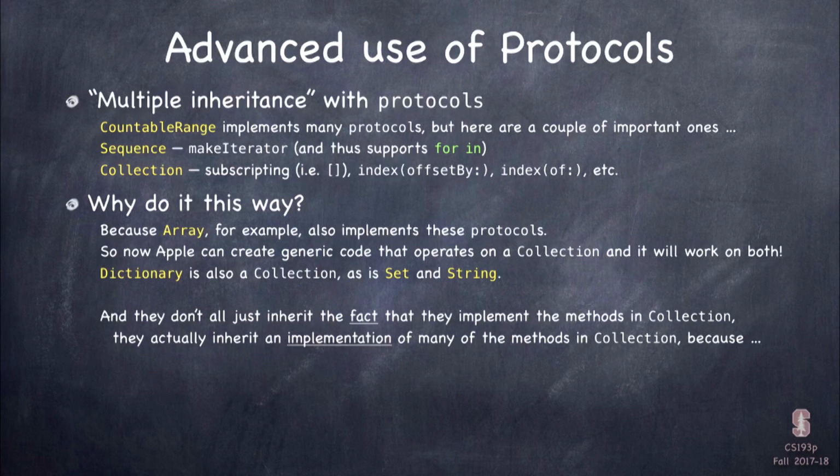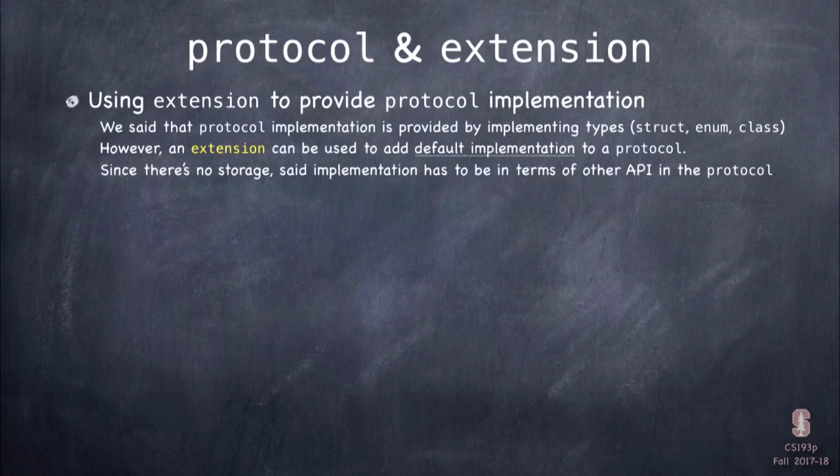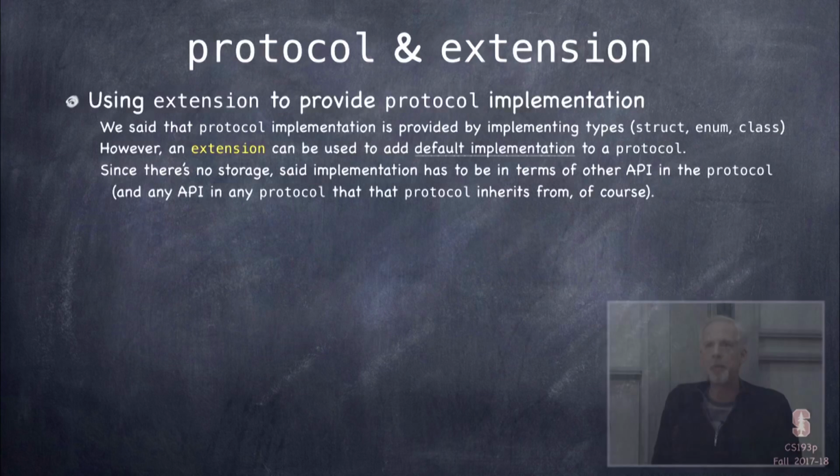Default implementations of methods. So this makes it possible for us to implement index of for all of these classes in one place. So that's why, again, we think it's like multiple inheritance, because they're actually going to inherit implementation. So where do you put this implementation? Because we know protocol is just a declaration of methods with no implementation. Well, the answer is you put them in an extension to your protocol.